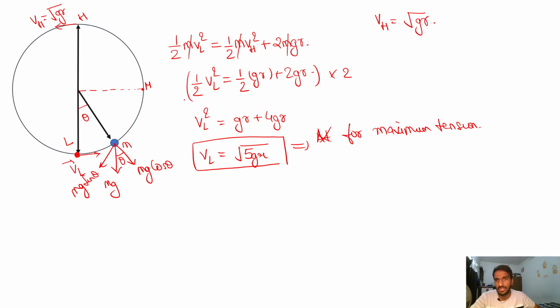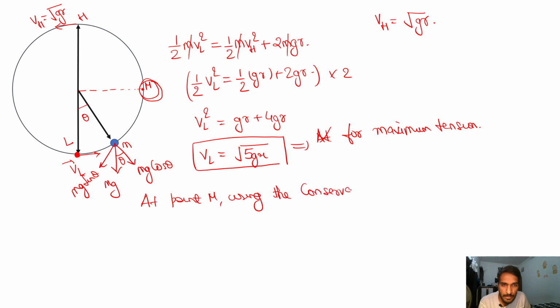We need to find the velocity at point M. So what is the velocity at point M? Again we will consider the energy consideration, the conservation of energy. At point M, using the conservation of energy, what do we have?